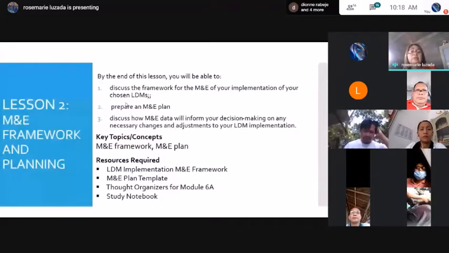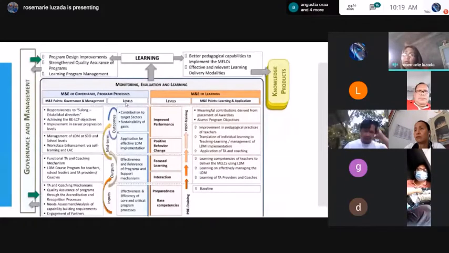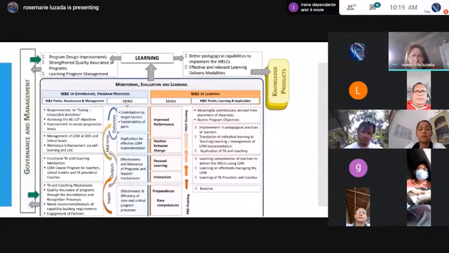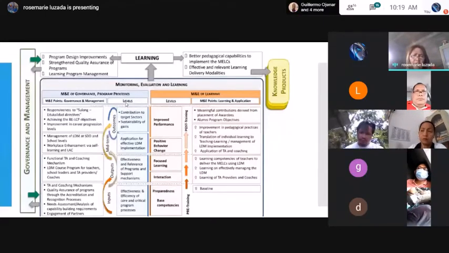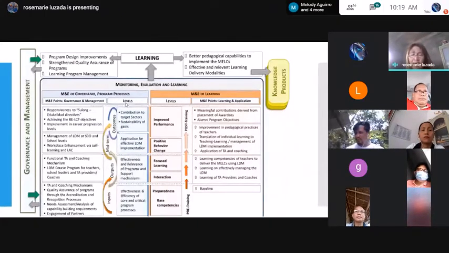So here is the framework. Okay, we need to monitor and evaluate the governance, the program, or the process we are doing in delivering the learning delivery modality we have chosen. For example, we have chosen from among the distance learning options the modular approach. So we need to check whether our programs and the processes we're doing are aligned to the achievement of the goals we have set.